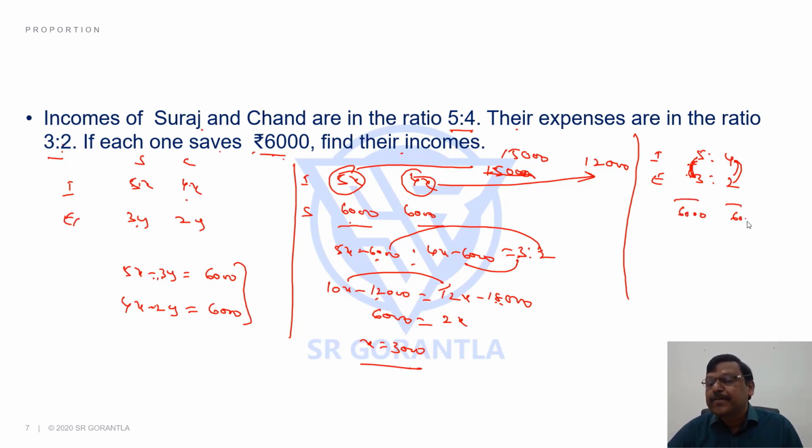and expenditure. Savings is nothing but difference between income and expenditure. Both cases I have a difference of 2 shares. Both cases I have 6,000, means I can say 2 shares worth is 6,000. 1 share worth is 3,000. So 5 shares worth will be 15,000. 4 shares worth is 12,000, I can say. Simple approach. So this is the shortcut. Done? Okay. Next, one more question.